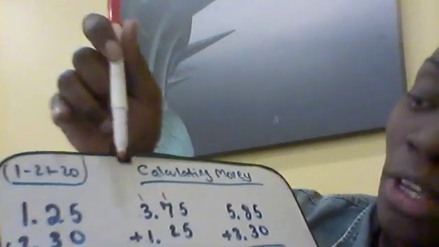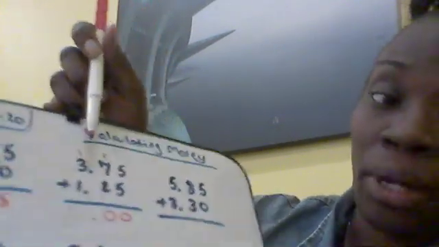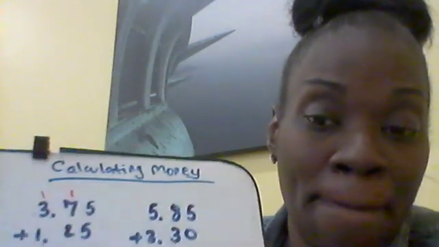Now we're looking in the whole number column. I have a 1, a 3, and a 1. What's the answer? 5. Correct. So if I have $3.75 and I add $1.25, my final answer is $5.